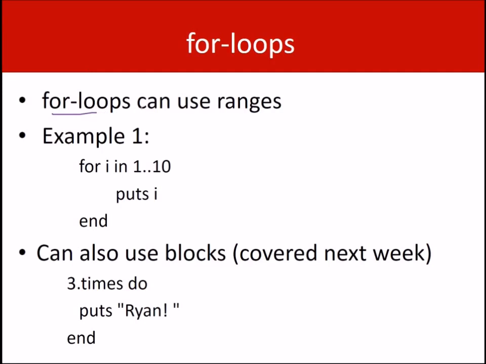You have also for loops. You can use ranges in that: for i in 1 to 10. That is for i equal to 0, i less than 10, i plus plus. You don't have to do that. For i in 1 to 10, you just write some statements. And you can also use blocks. We'll see maybe later in the next week. And if you want 3 dot times to put Ryan, you can call it, and you can use blocks inside.